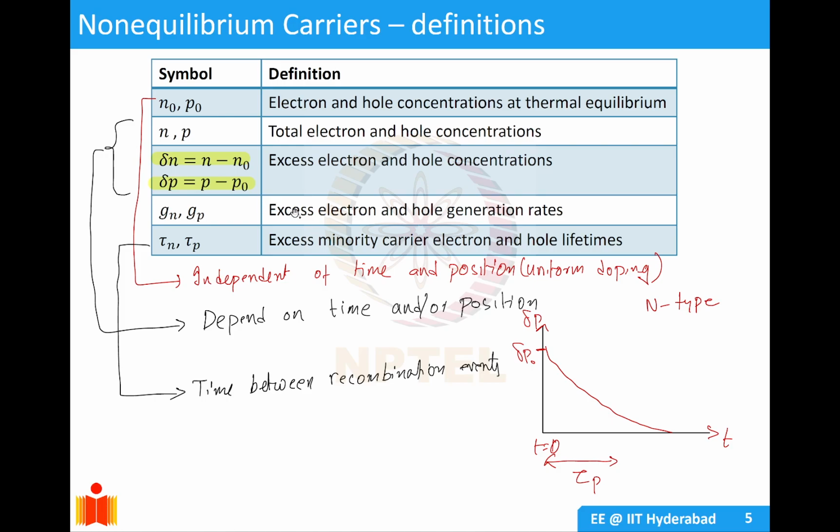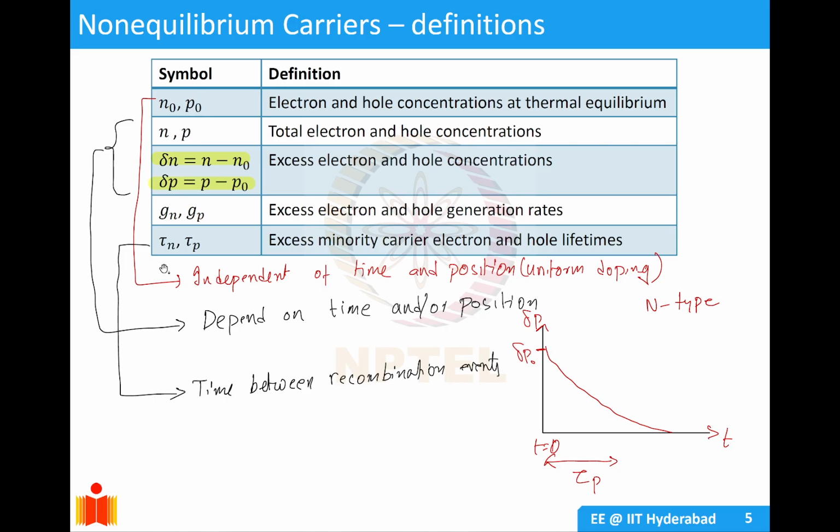Gn and Gp are the generation rates for these excess carriers. Then tau n and tau p are the lifetimes for these minority carriers. So tau n is the minority carrier lifetime for electrons in p-type material, and tau p is the minority carrier lifetime for holes in n-type materials.